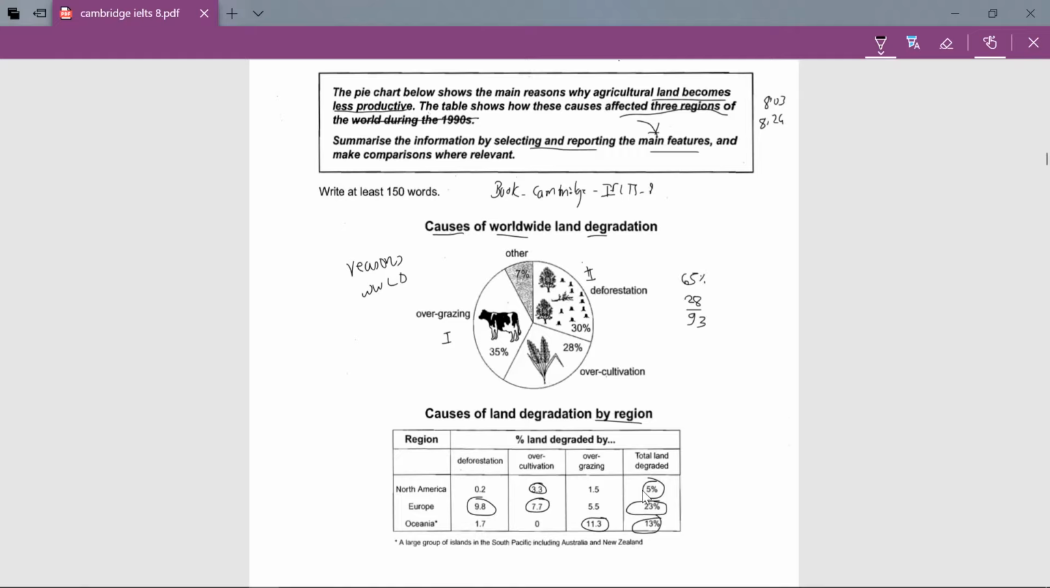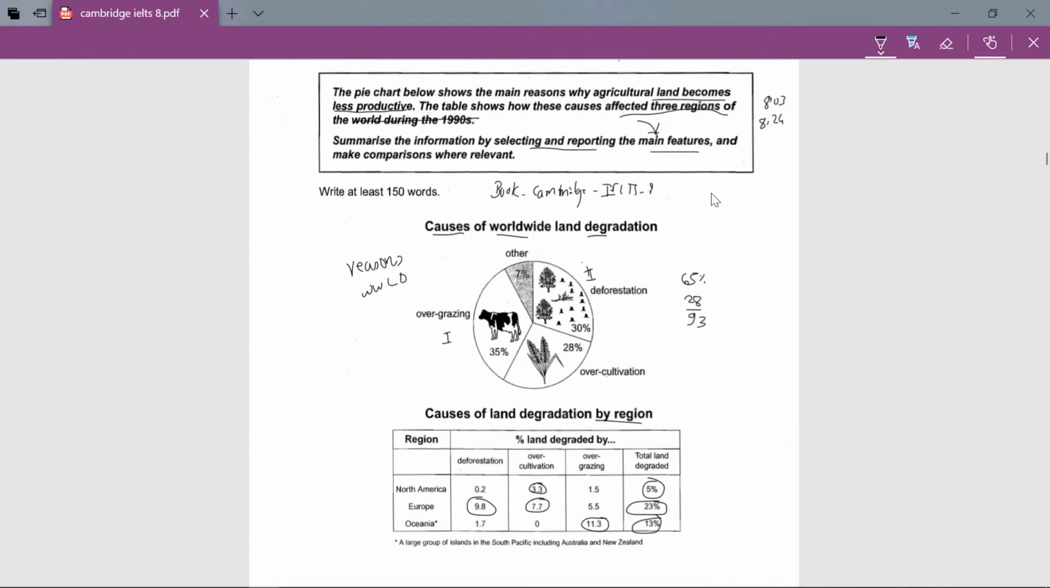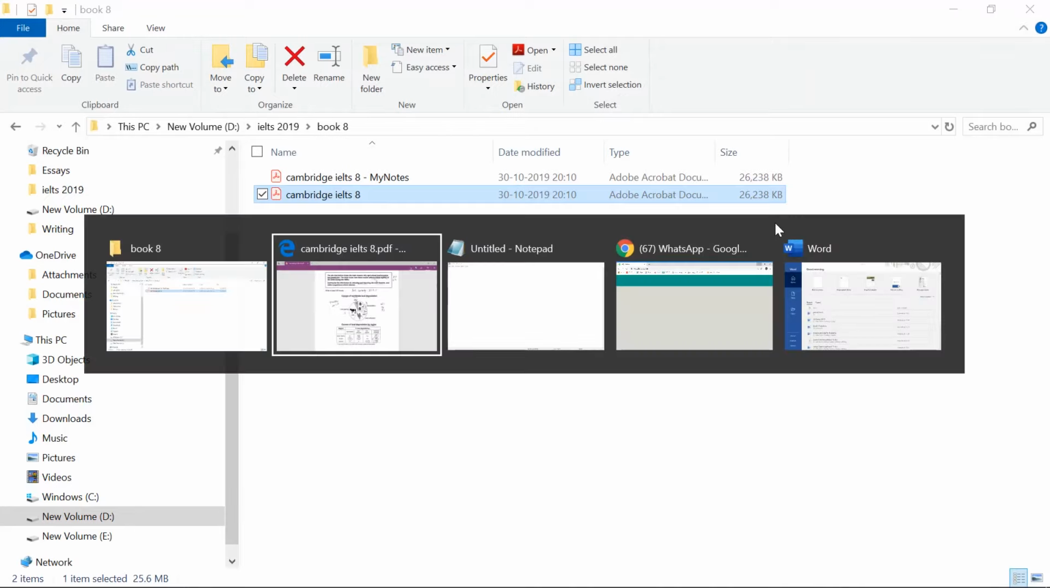Let's get straight to the task. That is gate 6, so I have given almost 3 minutes to analyze, which means in almost 20 minutes I should write about the graph.